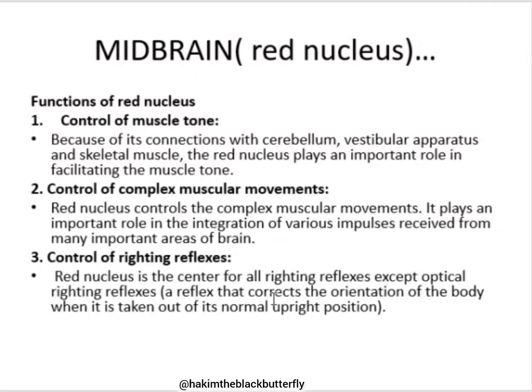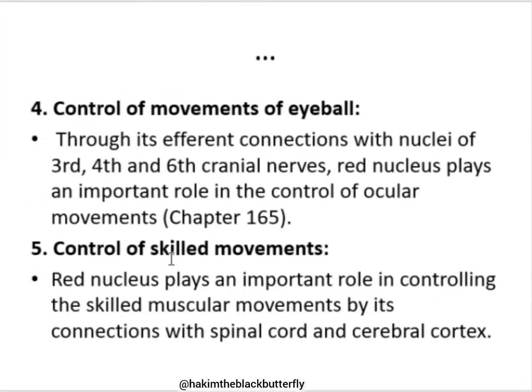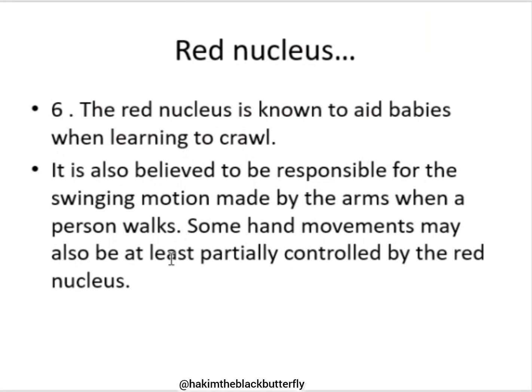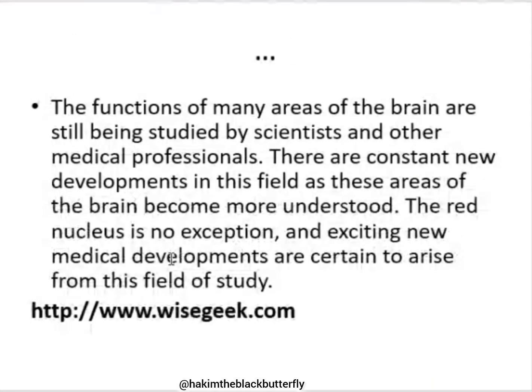A righting reflex is a reflex that corrects the orientation of the body when it is taken out of the normal upright position. When the body is out of the normal upright position, it is immediately corrected and you go back. That's a righting reflex. It is controlled by the red nucleus. The red nucleus also controls movements of the eyeball and skilled movements. This shows you that the red nucleus works hand in hand with the cerebellum, the basal ganglia, and the motor areas of the cerebrum. It is part of the motor system.